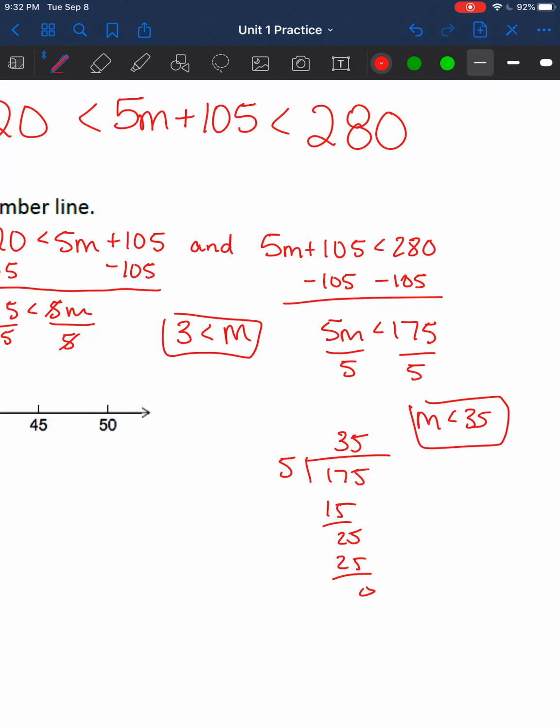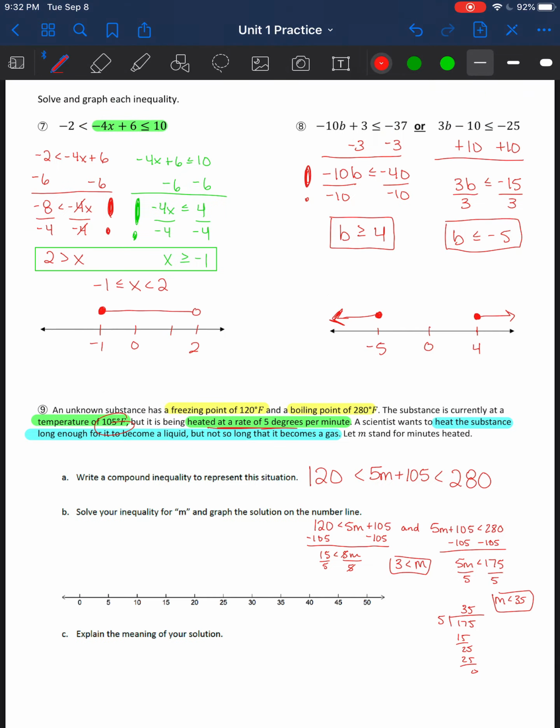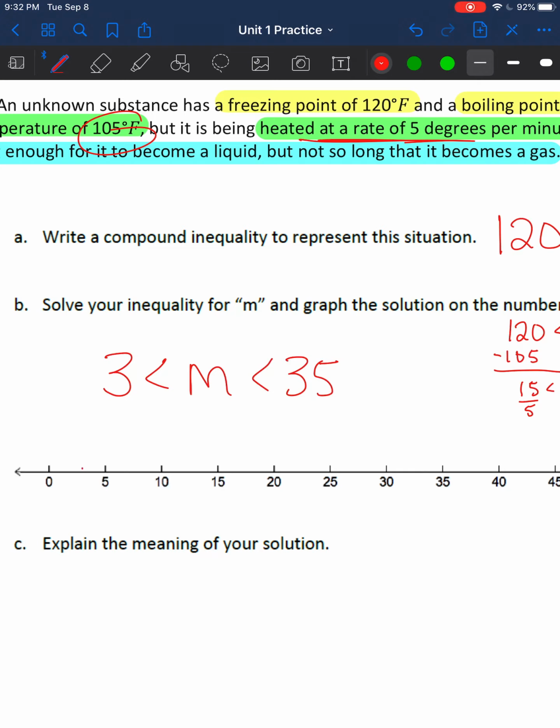So I know that my final solution, if I combine those, since m is greater than 3 and less than 35. So here's 3, here's 35 already out there, and now the m is in between 3 and 35, not including 35. Sorry, I made a mistake there. Let me erase that closed dot, and I need to put an open dot because it does not include 35. So m is in between 3 and 35.